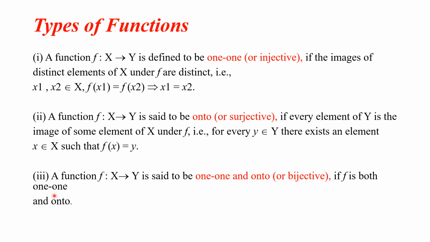The third type of function combines both one-to-one and onto, which is called bijective. So one-to-one, we gave the name injective. Onto, we give the name surjective, and one-to-one and onto together is called bijective. It is simply defined as: if f is both one-to-one and onto, it is called a bijective function. So again, I repeat, there is the one-to-one function, the onto function, and one-to-one and onto, which is called bijective, with the names injective and surjective.